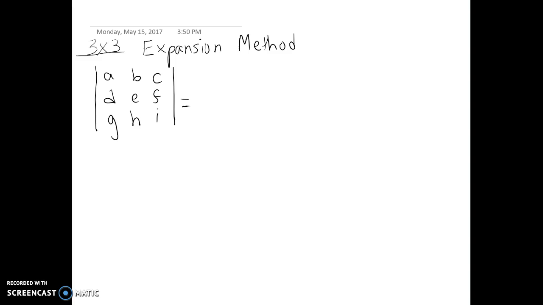The key with this is you're going to take the letters in your first row. So your A, B and C, and those letters are going to go in front of 3 2 by 2 matrices. Then you're going to cover up the row and the column that each of the matrices are in. So we're going to cover up the first column and the first row for A, and we're going to fill in E, F, H, and I.